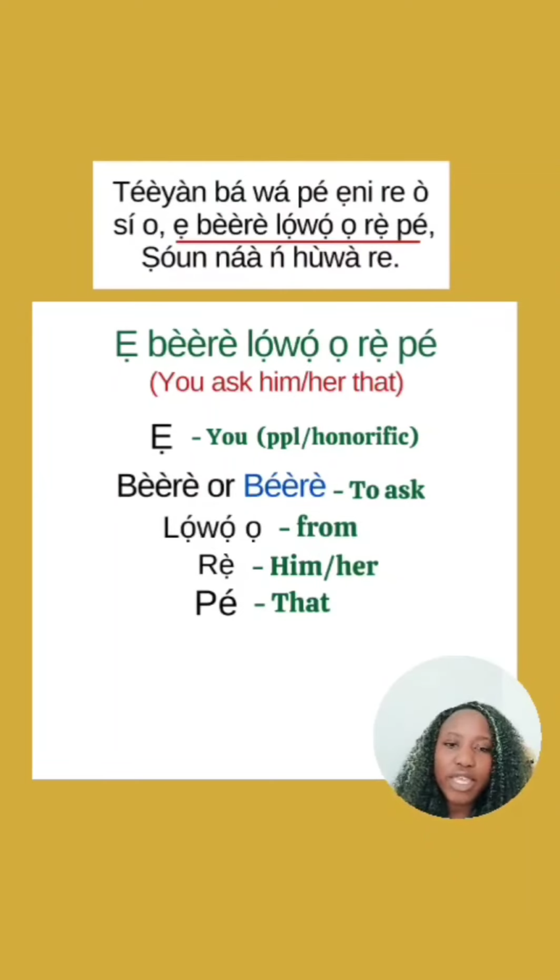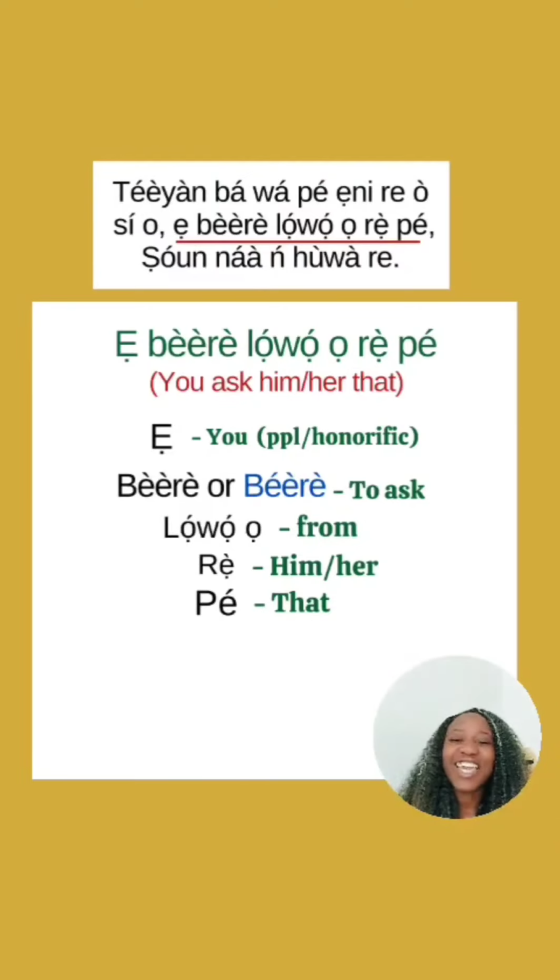If the or is not there, it will sound weird. That is what you will hear. Lọ́wọ́ re. It sounds weird. But to balance up the inflections and the intonation, you have to put the o: lọ́wọ́ o re. Mo béèrè lọ́wọ́ rẹ̀ pé. Mo béèrè lọ́wọ́ ọ rẹ̀.